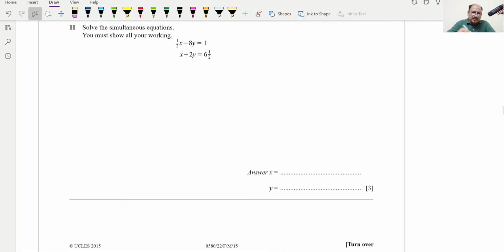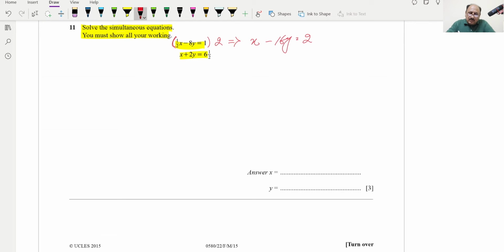Now simultaneous equation, question number 11. Solve the simultaneous equation. You must show all your working. So in IGCSE you will have to keep in mind, for most of the questions you need to show your working, and it should be your practice, your habit to show your working. Now these are the 2 equations provided, and we can multiply the first equation by 2 to equalize the coefficient of x, and this implies after multiplication it will become x minus 16y is equal to 2.